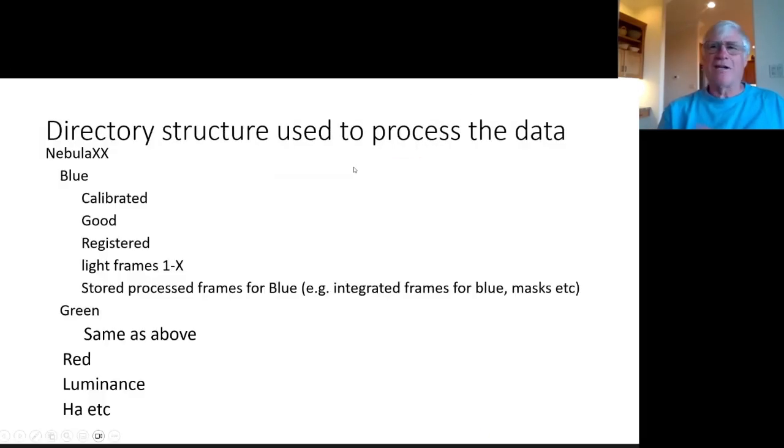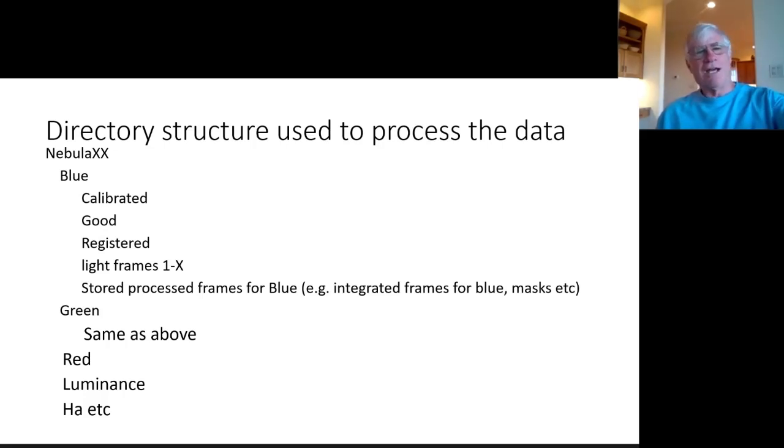Okay, once you've taken all these images, like I did, you saw that sequence in there, I had red, green, blue, luminance, and hydrogen alpha. Once you've taken them all, you have to store them in some sort of directory structure that makes sense. So here's the one I use. You could do whatever you want, but what I tend to do is have Nebula XX or some name of the object, and then I'll have blue, green, red, luminance, HA, whatever.